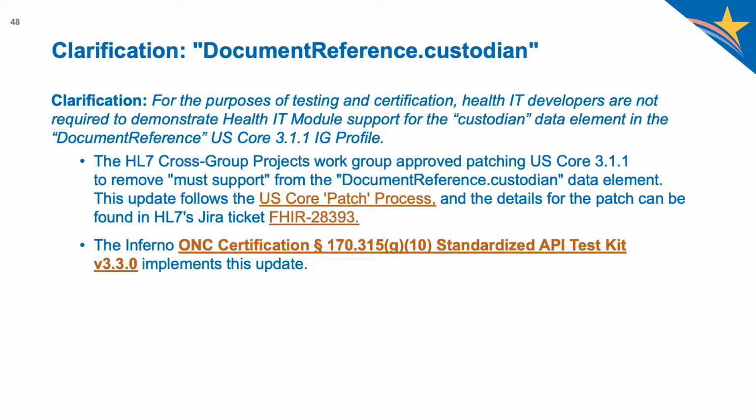An update to the Inferno ONC G10 Standardized API Test Kit is forthcoming to specifically address this requirement. Next slide, please. So here's another recently published clarification. For the purposes of testing and certification, health IT developers are not required to demonstrate health IT module support for the custodian data element in the DocumentReference US Core 3.1.1 implementation guide profile. The HL7 cross-group projects workgroup approved patching US Core 3.1.1 to remove must support from the DocumentReference custodian data element. This update follows the US Core patch process, and the details for the patch can be found in the following JIRA ticket. The Inferno ONC certification G10 Standardized API Test Kit version 3.3.0 implements this update. Next slide, please.